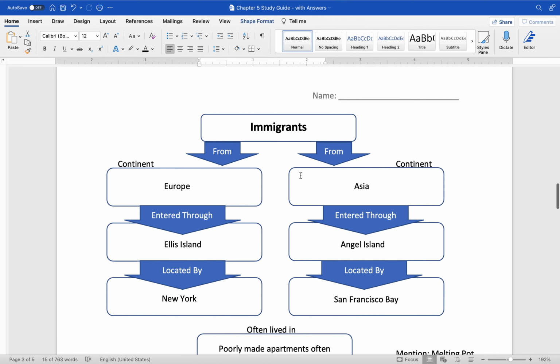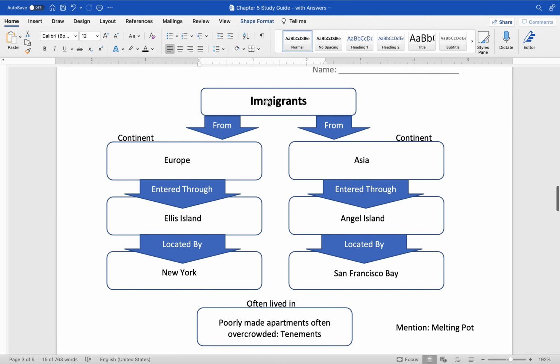Next section, next lesson, immigrants. They came from Europe and they came from Asia. Those are continents, not countries, not states. The United States is a country, not a continent. We live on North America. Europe is a continent. Asia is a continent.